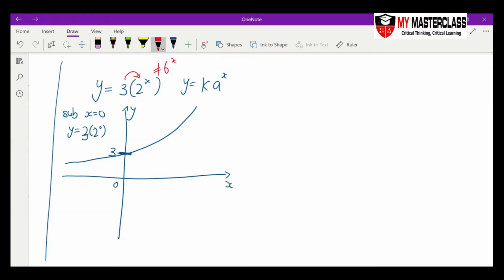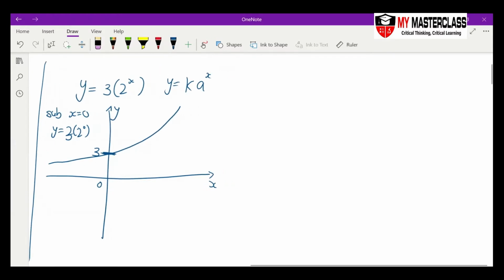Okay, so as a rule of thumb, if you are drawing y equals to k a to the power x, this is more for your E-math. Then this k here is this intercept here. However, this aeroplane taking off can only happen if a is greater than 1. So I want you to take note.